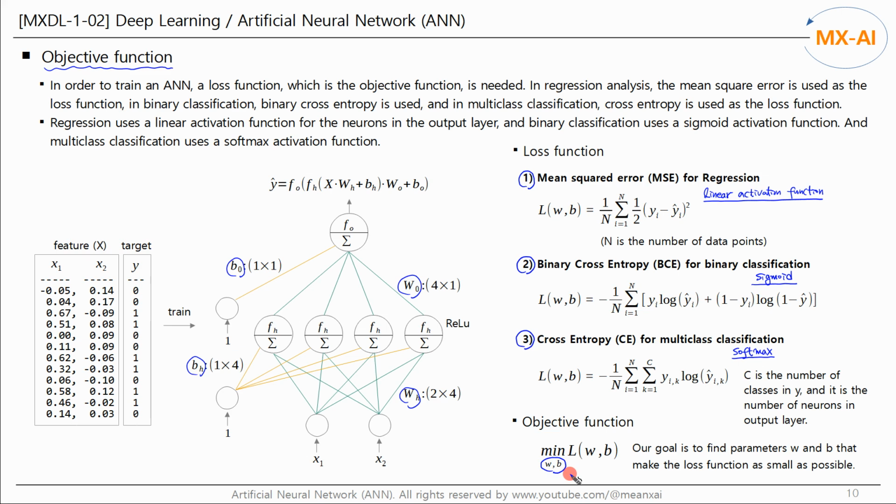We mathematically proved that this becomes the loss function for regression using the maximum likelihood method in this video. The binary cross-entropy was proven in this video, and the cross-entropy was proven in this video.